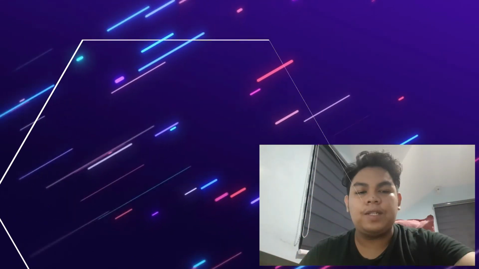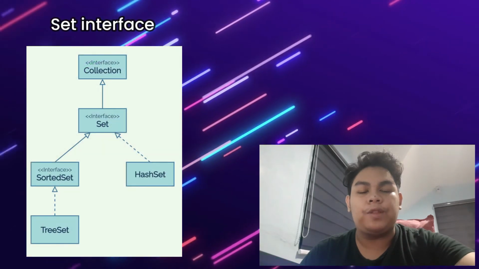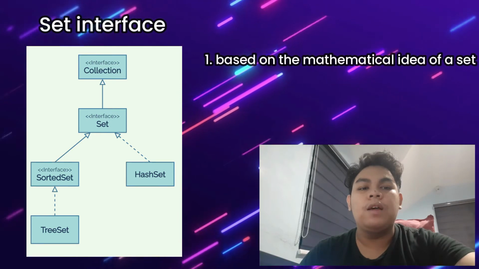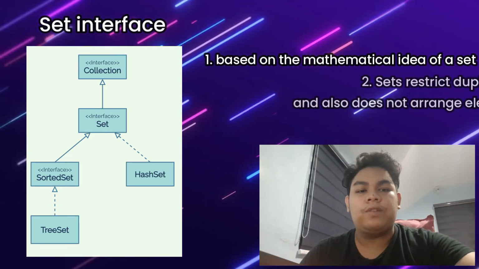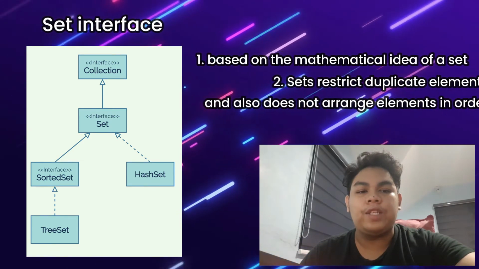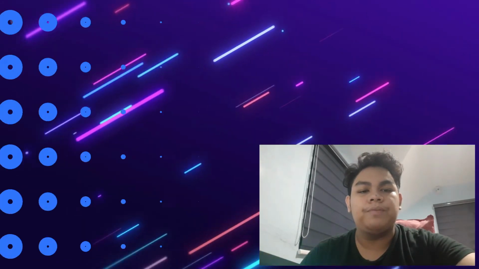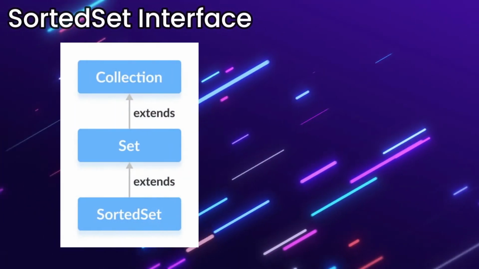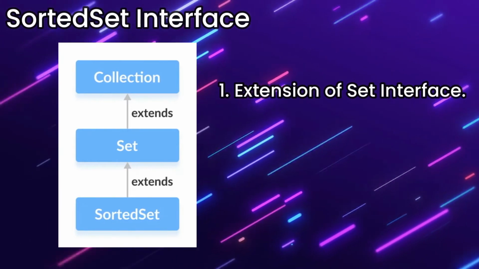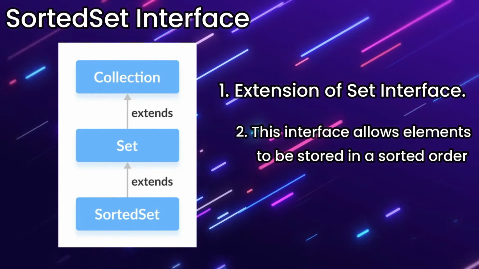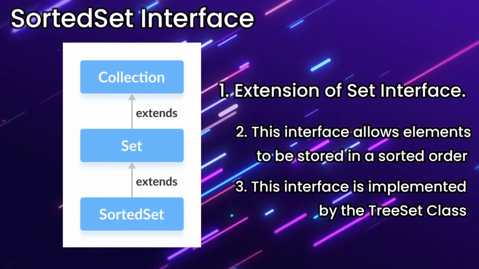The Set interface is another extension of the Collection interface that is based on the mathematical idea of a set. Sets have a feature that restricts the insertion of duplicate elements, and it also does not arrange items in order. The SortedSet interface is an extension of the Set interface, and it is a special kind of set that allows elements to be stored in a sorted manner. The TreeSet class implements this interface.